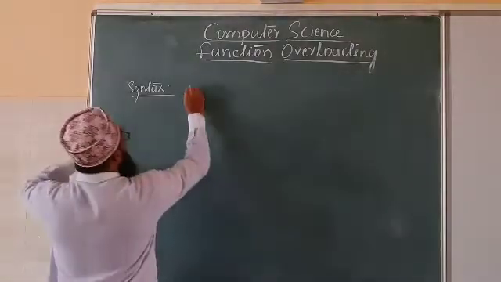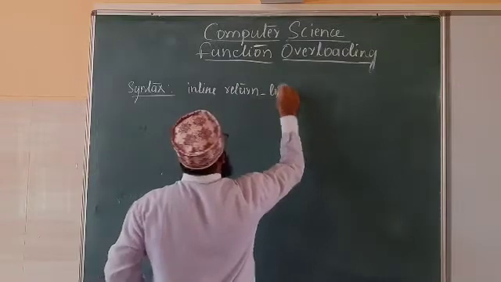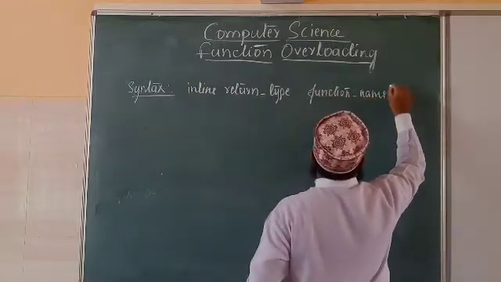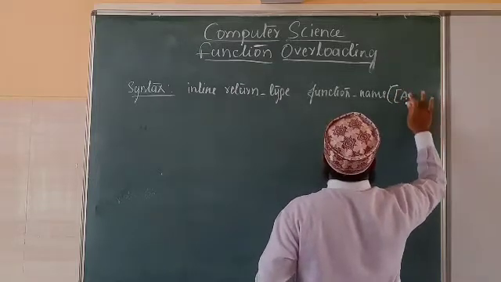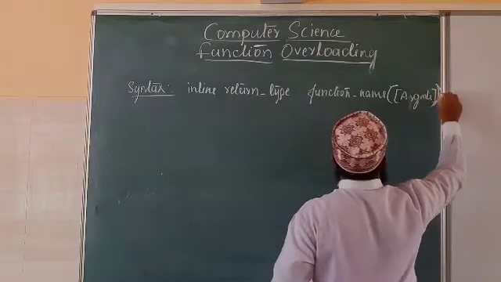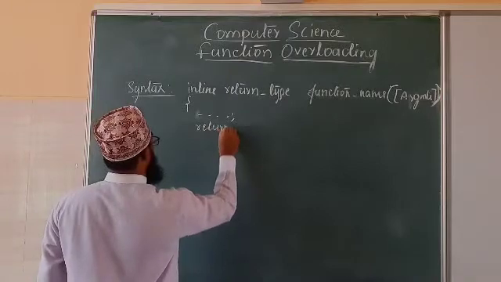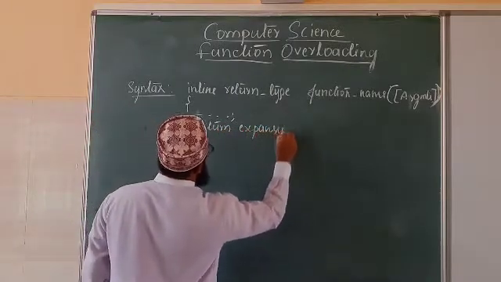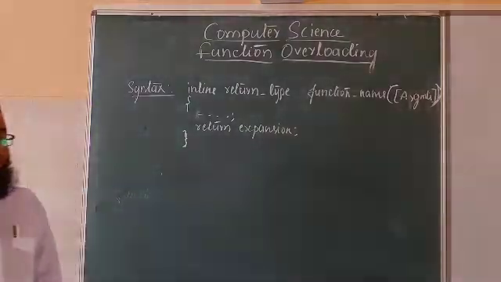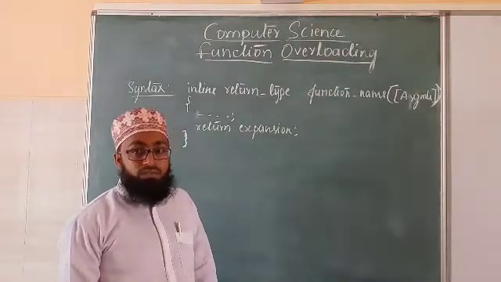See, it should be like this: inline, then return type, then after return type, function name should be there. Function name, okay, then arguments. After this, put a semicolon, then open brace. After that, state, then return, then expansion. After that, close this one. Okay, like this, we need to give the syntax of inline function. But in some cases, inline function will not work. Come, we shall see when this inline function will not work.